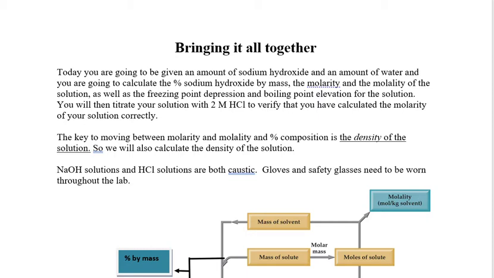I'm also going to give you an amount of water. It's roughly going to be about 100 milliliters, but I'm not going to measure out the volume. I'm just going to roughly give you 100 milliliters, and then I'm going to have you do some things to calculate the percent sodium hydroxide by mass, as well as the molarity and the molality of the sodium hydroxide solution.